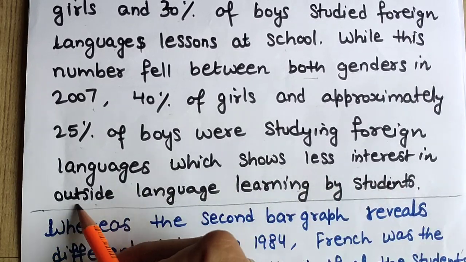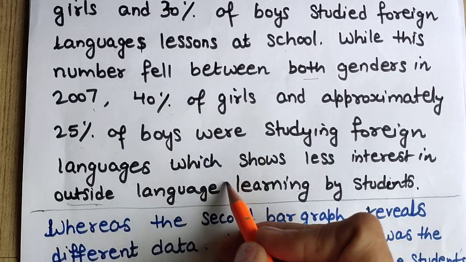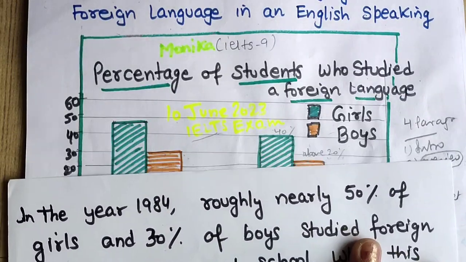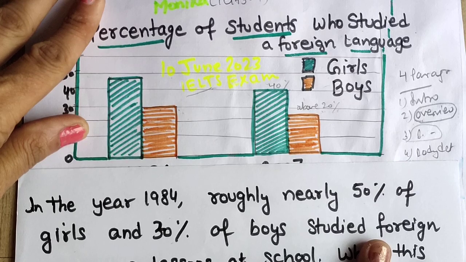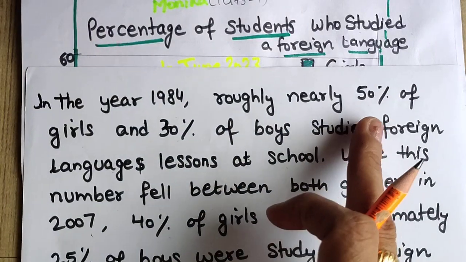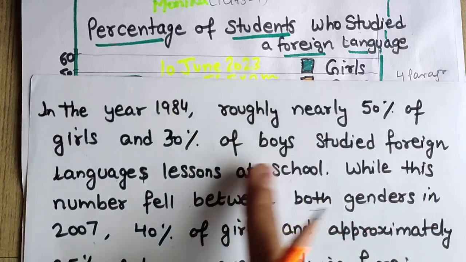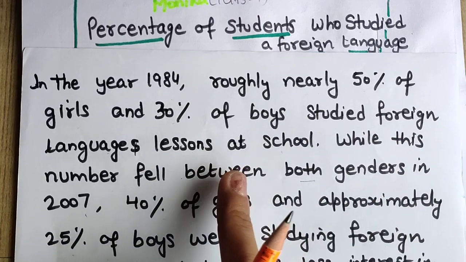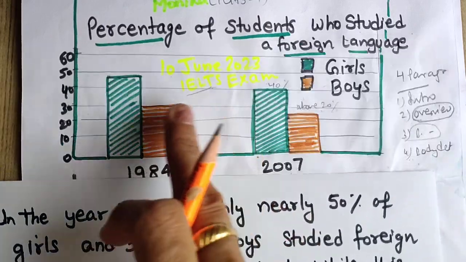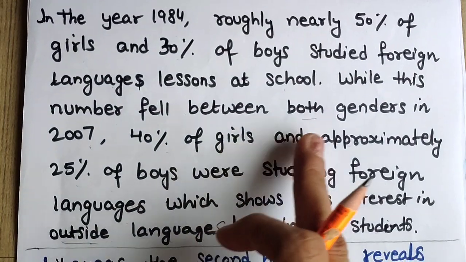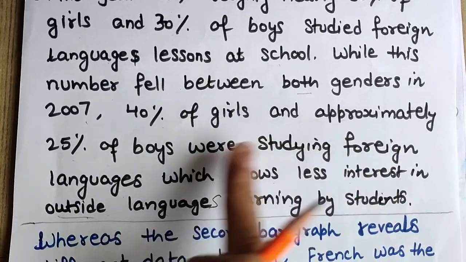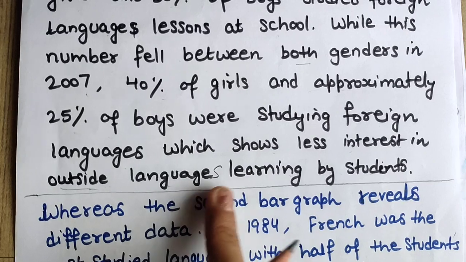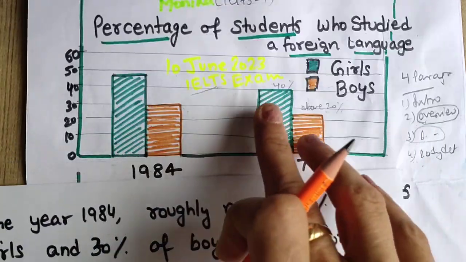Instead of writing foreign languages every time, I have used the words outside languages learning by students. So in simple language, I have explained this first chart. You can see this. In 1984, roughly nearly, because it is not exact 50%, 50% of girls and 30% of boys studied foreign language lessons at school, while this number fell between both genders, 40% of girls and approximately 25% of boys were studying foreign languages, which shows less interest in outside languages learning by students. So this is the first chart explanation.